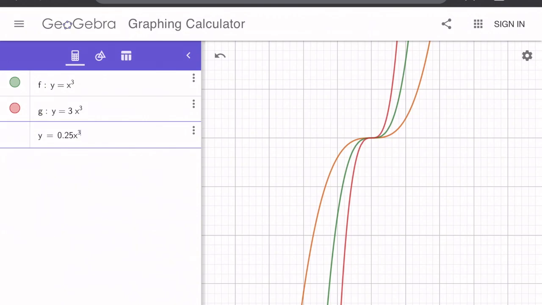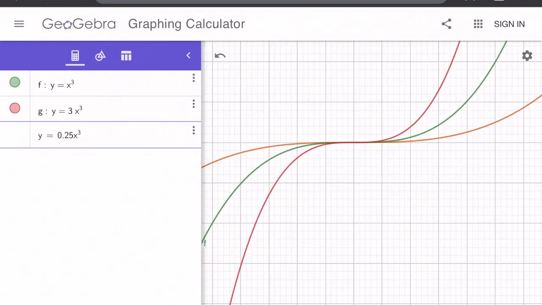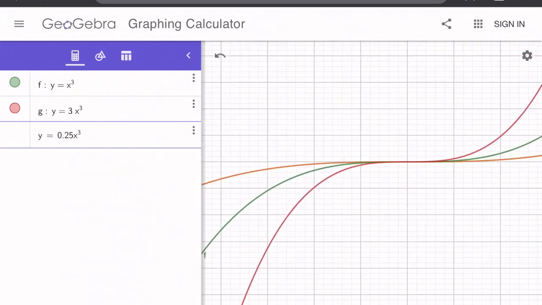we can see that the red one, which is the one with a number in front of the x cubed that's bigger than 1, it's like 3x cubed, that's a lot steeper than the green one, which is our x cubed, and the orange one, which is the one with a smaller than 1 number, so a quarter x cubed, is a lot shallower. Let's see what happens when we get really close to 1 though. Why is this not giving me axes?